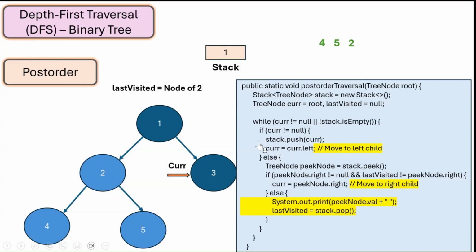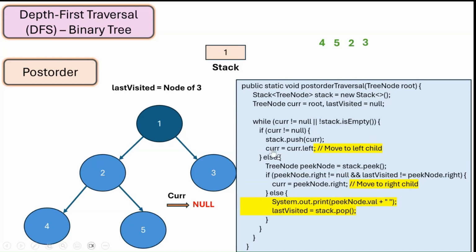So it will point current to the right of the peak node, which is now 3. Now current is pointing to 3. It will come back to the beginning of the loop, push node 3 to the stack and go to the left. Current is now pointing to null. Then it will come back again and go to the else. So the peak node is 3. Does it have any right subtree? No. So it will go into the else condition. It will print that 3 and pop it from the stack. Now the last visited will be updated to node 3.